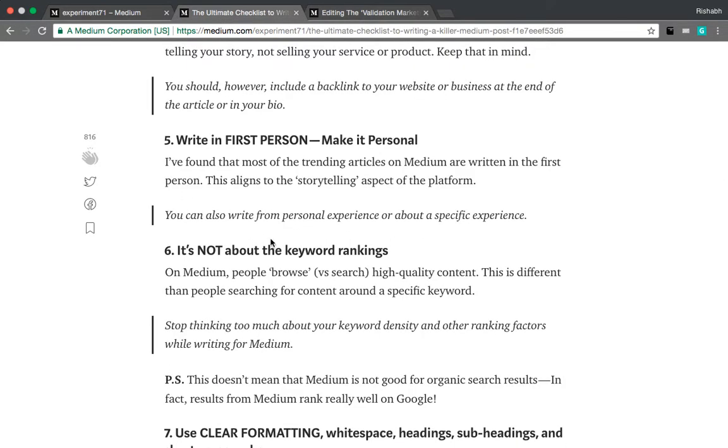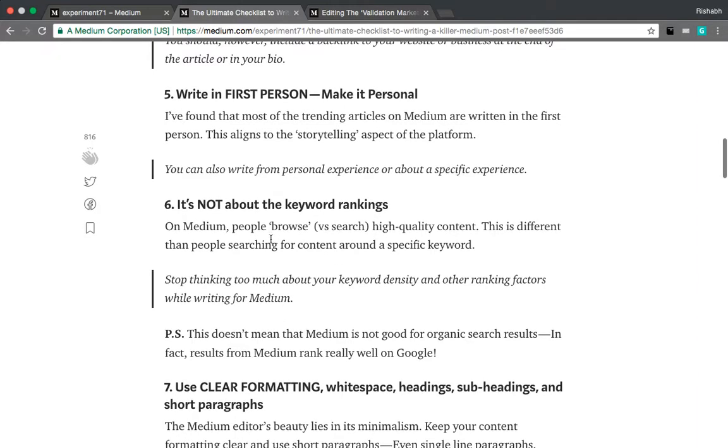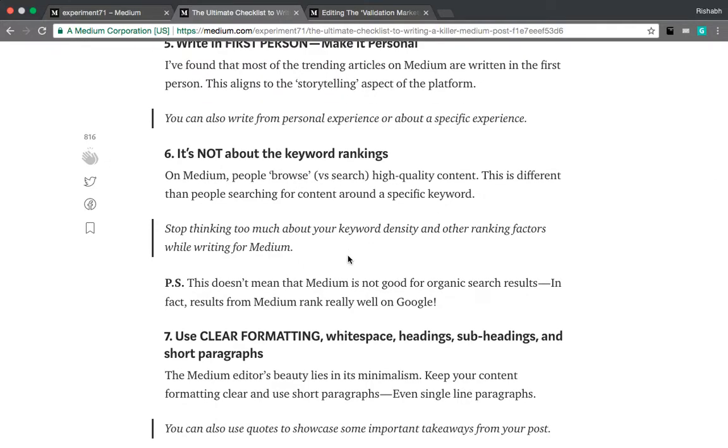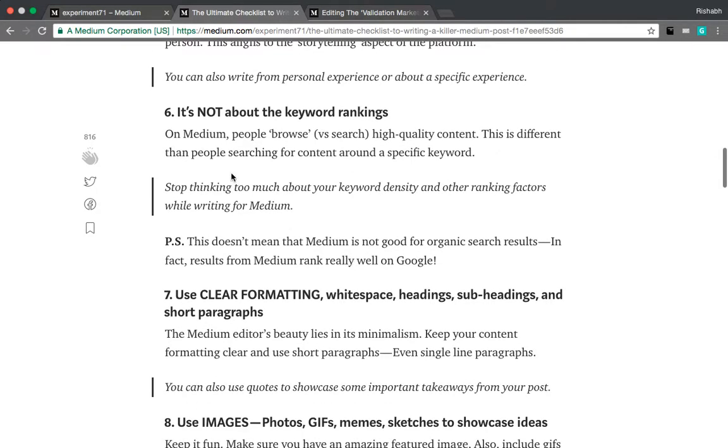Now, it's good if you're writing an article from scratch. It's a better opportunity for you to write the complete article in first person versus writing it as a matter of fact. Now, number 6, this is really important. People think about the keyword density when they write articles on WordPress or for SEO. Basically, it's not the same thing on Medium.